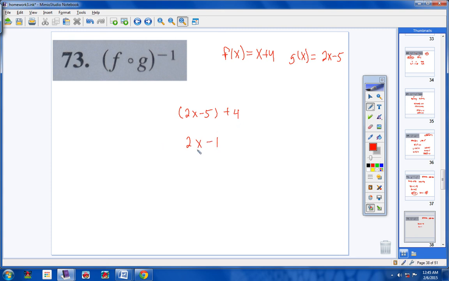So there's your composition. So we found our composition, and now they want us to find the inverse of that. Well, let's set it equal to y, and let's find the inverse, okay? Everywhere there's an x, I'm going to put a y, and everywhere there's a y, I'm going to put an x. Now let's solve for y. 2y equals x plus 1, then divide by 2. y equals 1 half x plus 1 half. That's the exact same answer we got the last time, and that is correct, okay?